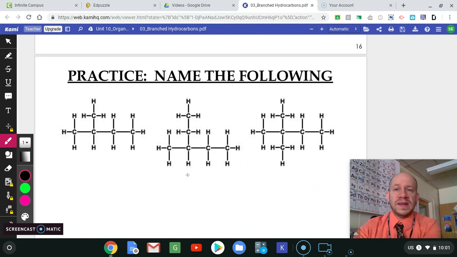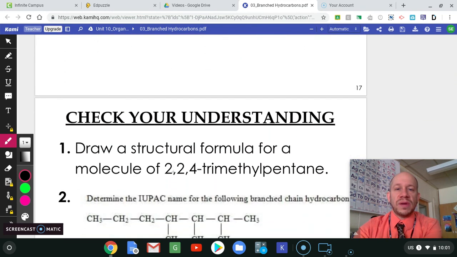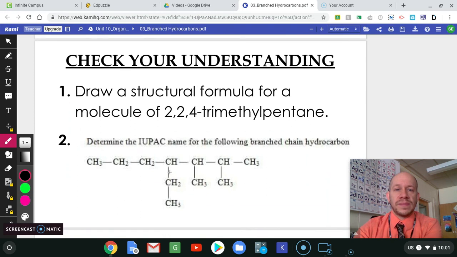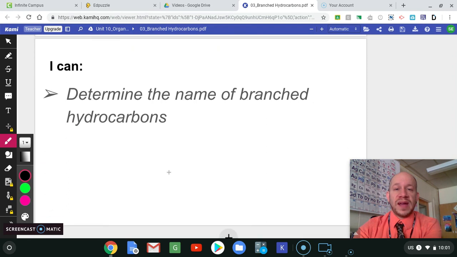So try naming these, and I'll go over them in class. And now check your understanding. And now I can determine the name of branched hydrocarbons.